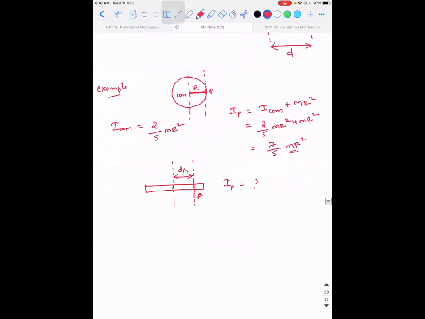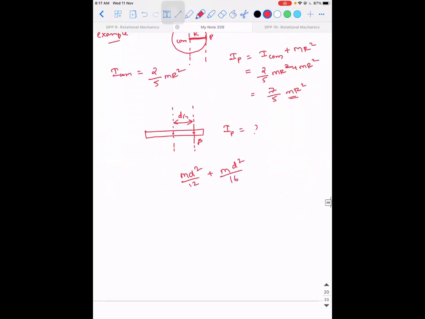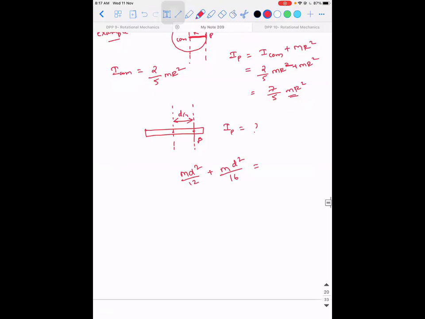Let's check. So how did you do? It is md square by 12 about the center of mass plus m into d square by 16. Is this what you did? Yes, sir. So what is the LCM for both? It is 48, right? Yes, that's right. So 4 md square plus 3 md square, correct? It is 7 md square divided by 48. So I hope you guys understood. Okay. So this is about the parallel axis.